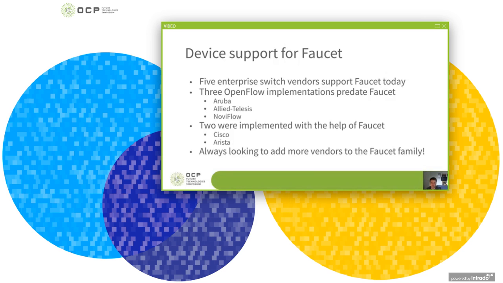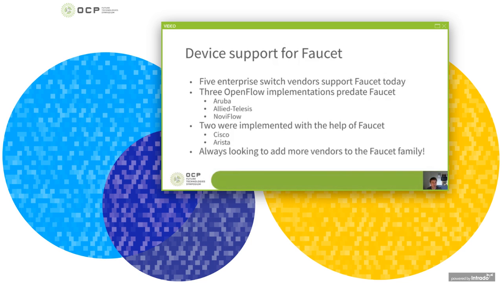3 of these existed before Faucet, and we've just partnered with them and made sure that the specific Faucet features work well on their devices. That's Aruba, Allied Telesis, and NoviFlow. And then we've had 2 brand new people write OpenFlow implementations, basically from scratch, to work with Faucet. Those are Cisco and Arista.